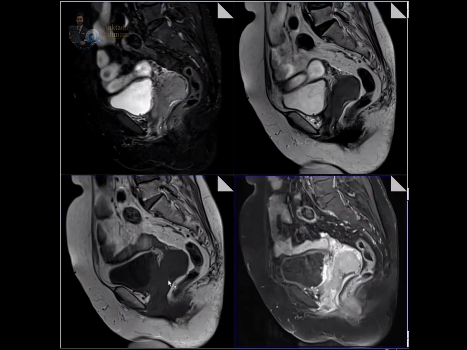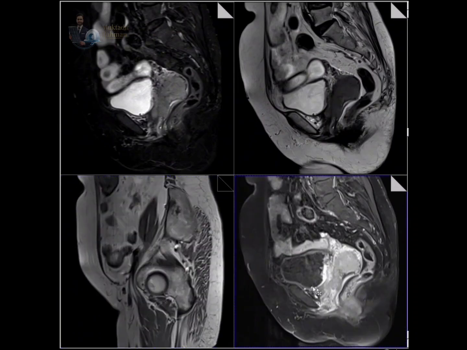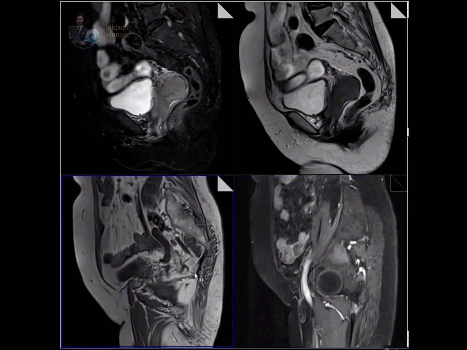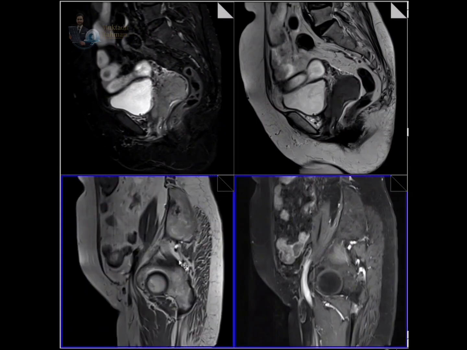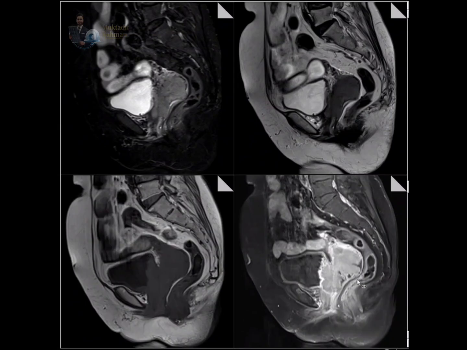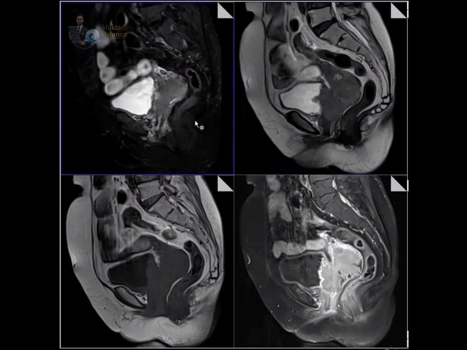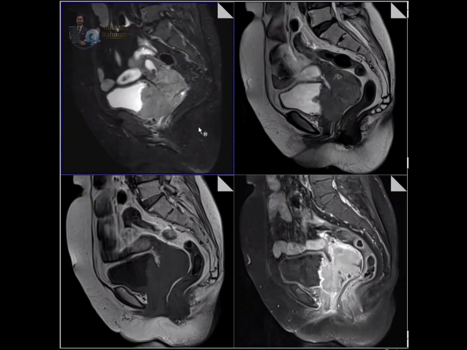Now compare the T1 sagittal images and post contrast sagittal images, and finally look here, look at this area. Right now look at this area, and look at this area. This is the pathology, and look at another image showing here. Now, a very interesting case.